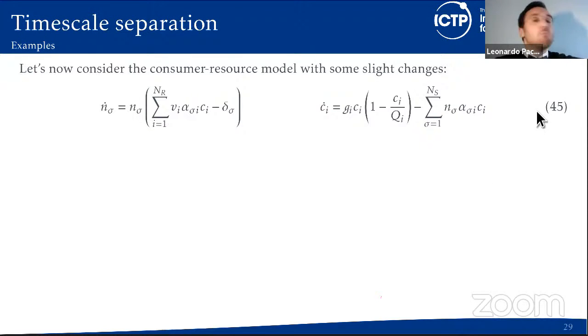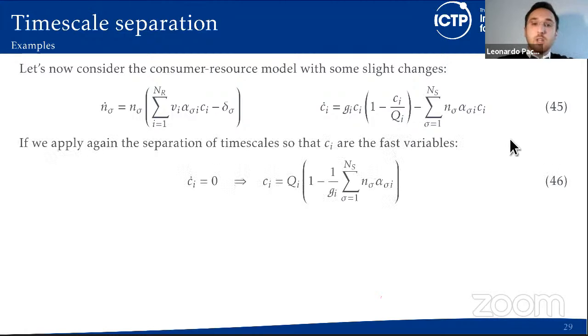If we now assume, for example, that in a particular system, we know that phytoplankton is growing much faster than zooplankton, so we can assume that the C_i here, again, are the fast variables. So we can set C_i dot equal to 0 and write C_i as a function of all the rest.